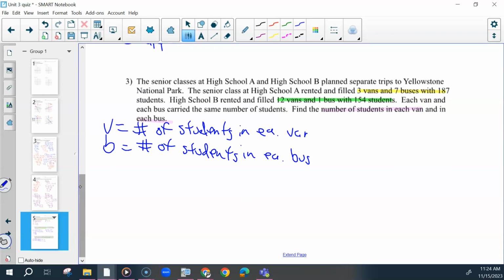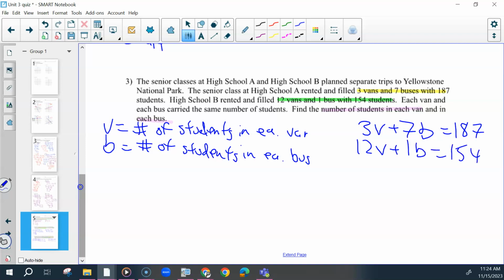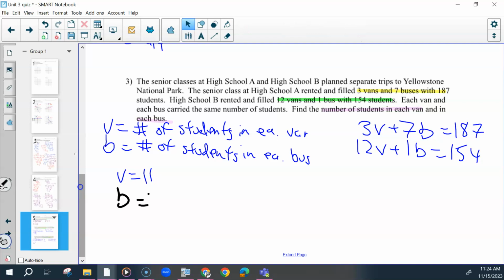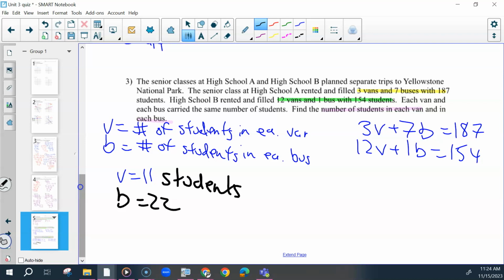Because you have 6 numbers, our 2 equations would have been 3v plus 7b equals 187 and 12v plus 1b equals 154. Then you could have solved this by graphing, substitution, or elimination to get: there were 11 students in each van and 22 students in each bus.